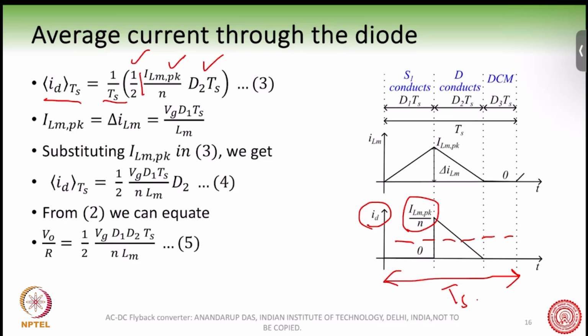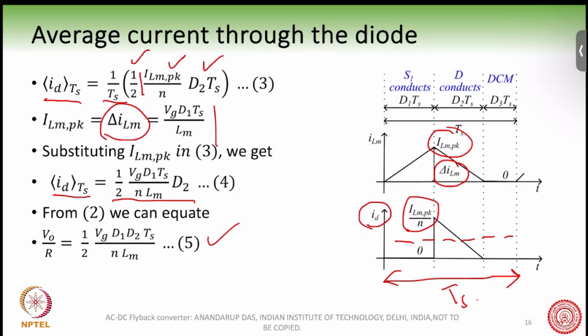We also know what ILM peak is. ILM peak is basically delta ILM, how much the inductor current increased, which is equal to Vg into D1 Ts by Lm. By substituting these values, we see ID average equals this value here, half of this one. And from equation 2, V0 by R is therefore equal to half of this one, equation number 5.